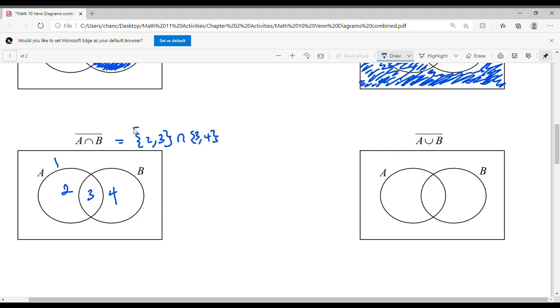But wait, we have to take the complement also, so we have a bar on top. What's the intersection between 2, 3, and 3, 4? The intersection is just 3. So I have the complement of region 3. What's everything except region 3? Well, that's going to be equivalent to 1, 2, 4. So let's shade everything except region 3.